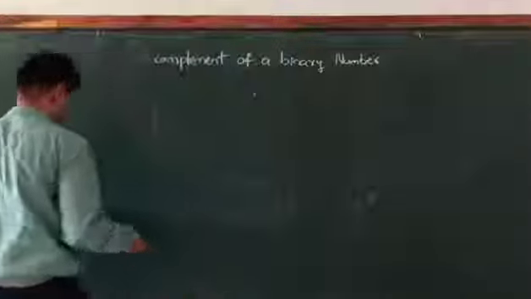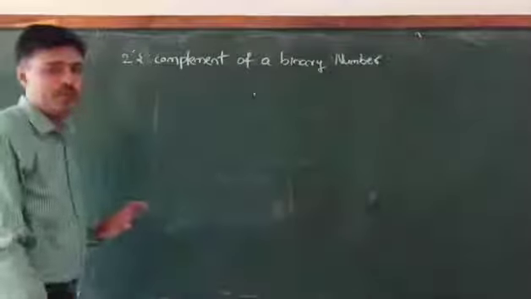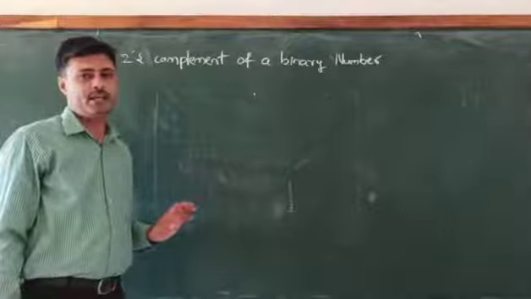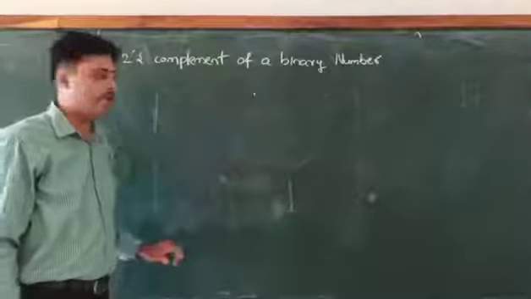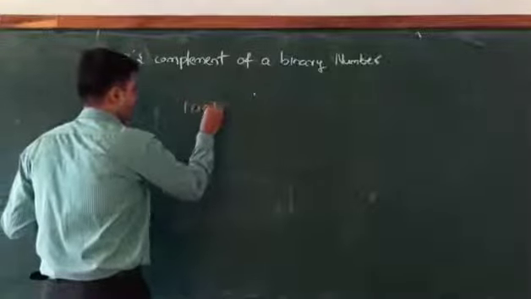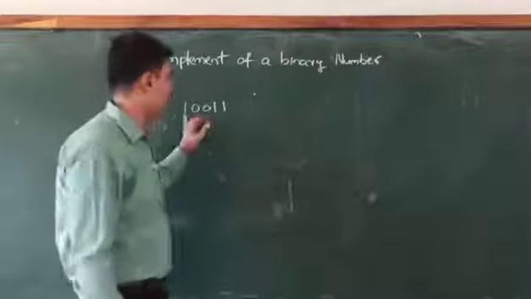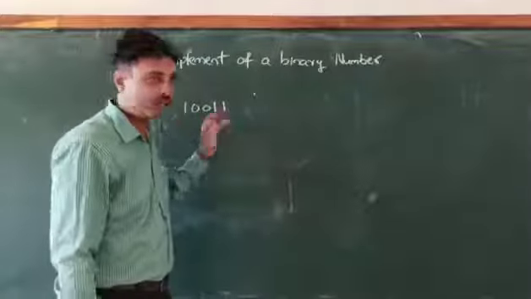Next, 2's complement of a binary number. Take any binary number, for example, 1 0 0 1 1. It is a binary number. Find the 2's complement of this binary number.